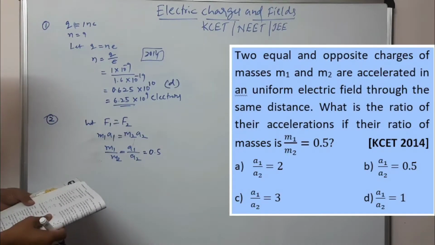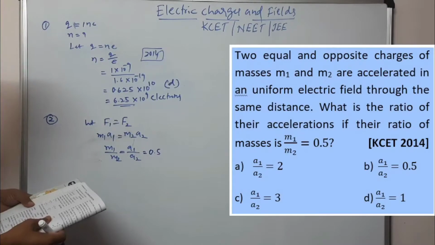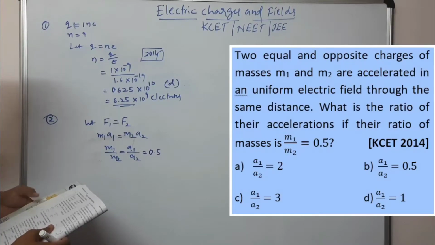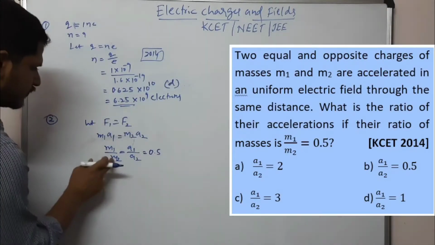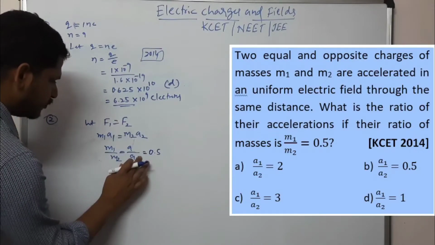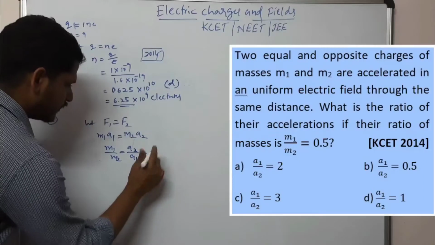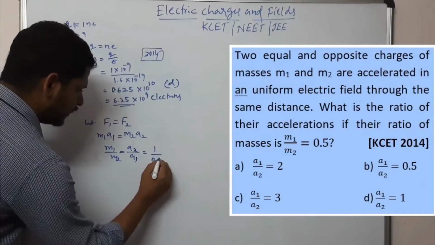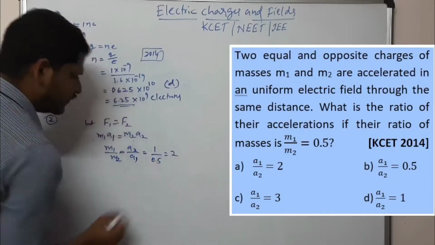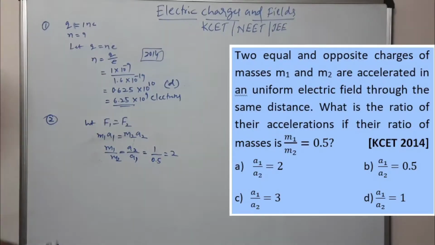We have to calculate the ratio of accelerations. I made a mistake here. M1 by M2 is equal to A2 by A1. So A2 by A1 is therefore 1 by 0.5, which is equal to 2. So this is the answer.